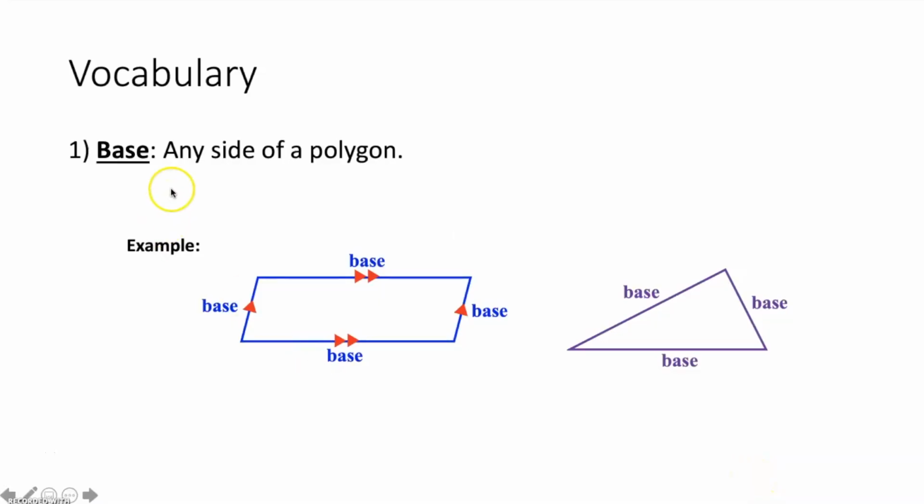First vocabulary term is a base. That's any side of a polygon. So typically, you're only used to the base being the side on the bottom of the figure, but technically any side of the polygon could be a base of the polygon.